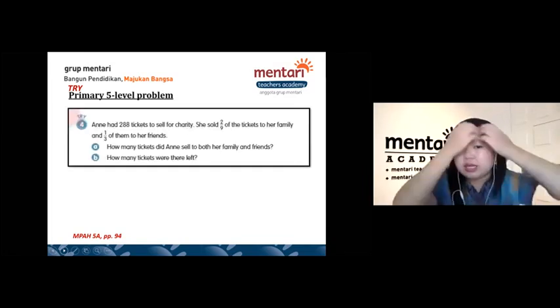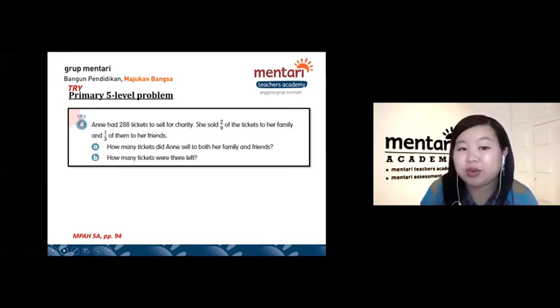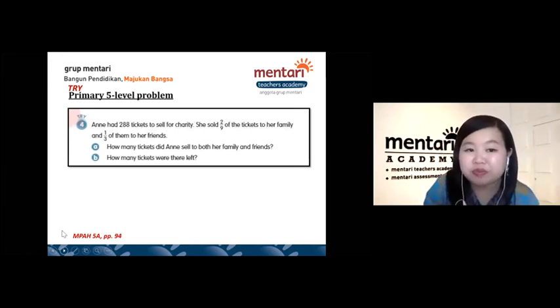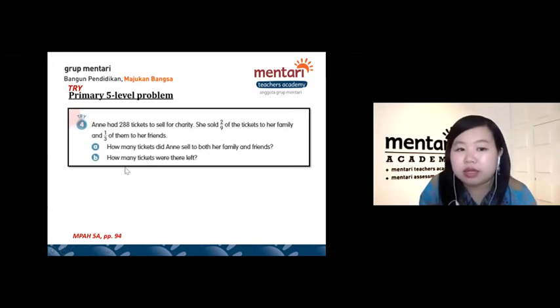Okay. So the rest will be quite similar to before. This is another example. Anne had 288 tickets to sell for charity. She sold 2/9 of the tickets to her family and 1/3 of them to her friends. How many tickets did Anne sell to both her family and friends, and how many tickets were there left?